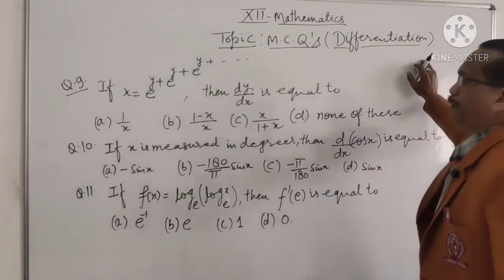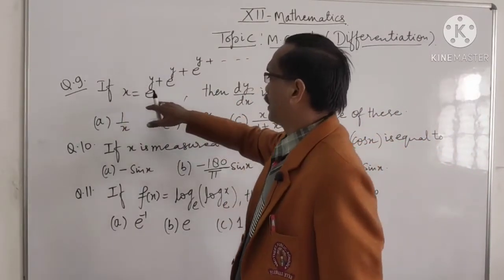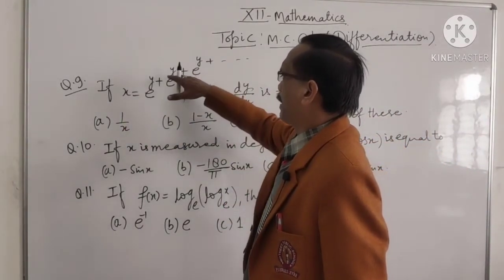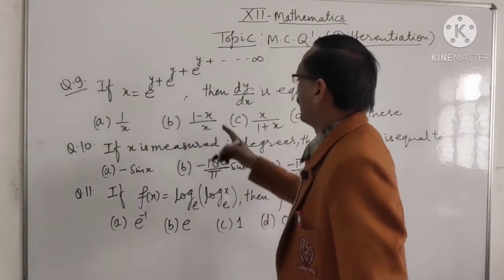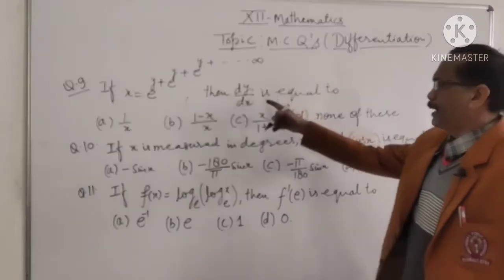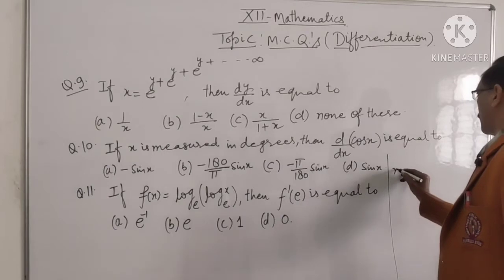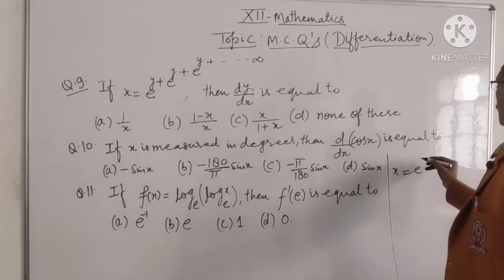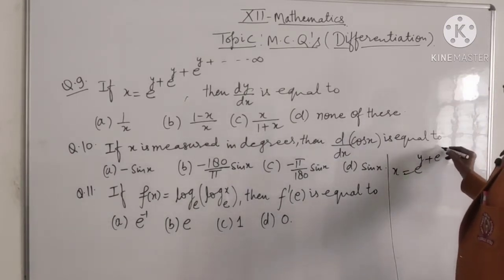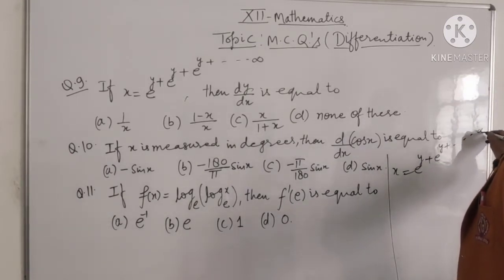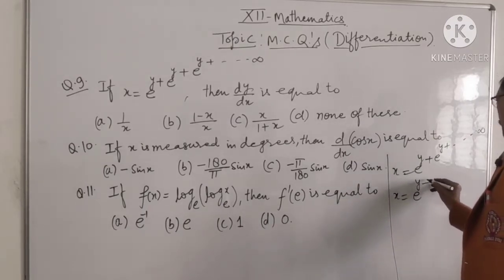MCQs on the topic differentiation continue. Now, question number 9. If x equals e to the power y plus e to the power y plus e to the power y and so on up to infinity, then find the value of dy over dx. So here, x equals e to the power y plus e to the power y plus and so on till infinity. So we can write x equals e to the power y plus x.